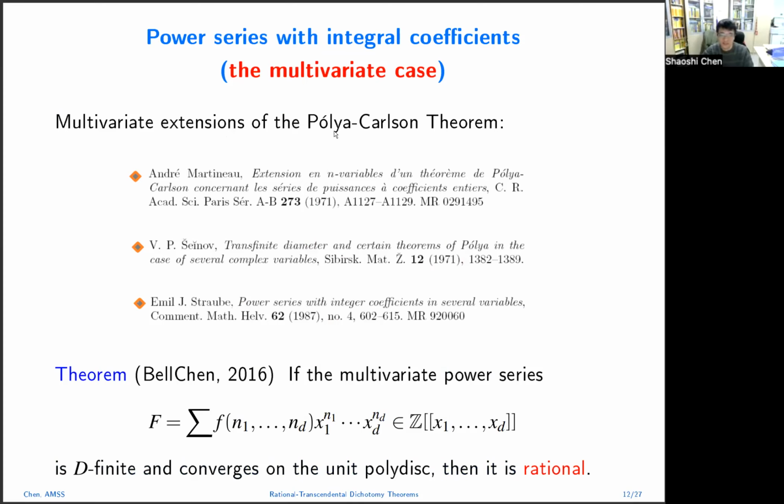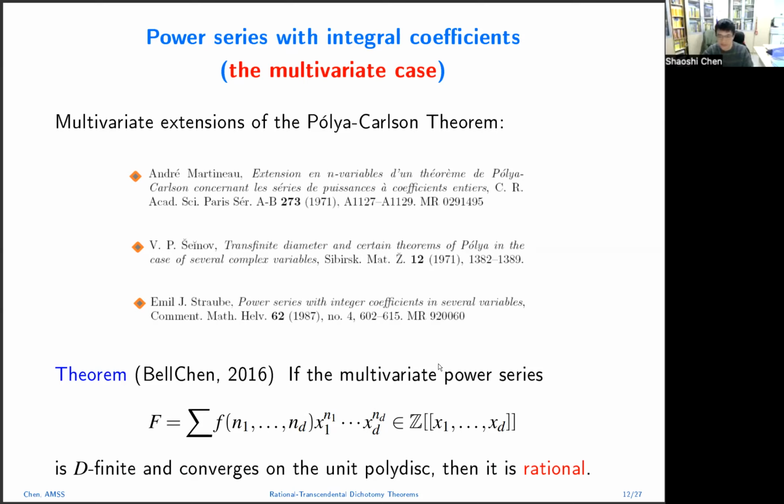Actually, the classical Pólya–Carlson theory has been studied extensively by people working in several complex variables. There are people like Martineau and Straube, who already extended the Pólya–Carlson theory to the several variable case. Many years ago, when I was in Waterloo with Jason, we managed to extend this result under the assumption that the given power series is D-finite. We show that this is kind of an analog of Fatou's result.